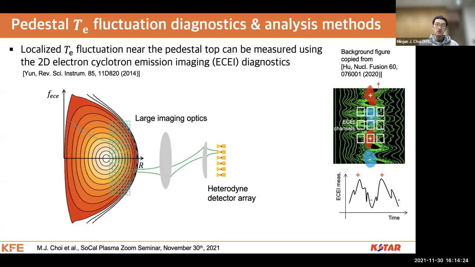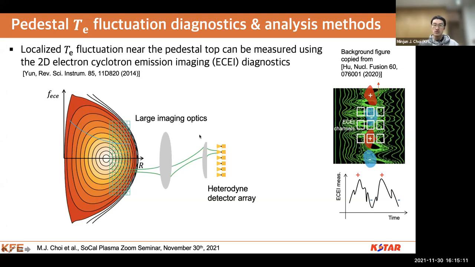So this is about the diagnostic I used and the analysis method. We could measure the localized T fluctuations near the pedestal top using the 2D electron cyclotron emission imaging diagnostic, ECEI. This is basically similar to a camera, and we can selectively measure the EC emission by using the large imaging optics for the one-to-one matching in the vertical direction. And also we use the heterodyne detector array and selectively measure the different EC frequencies to resolve the radial emissions in the radial direction.